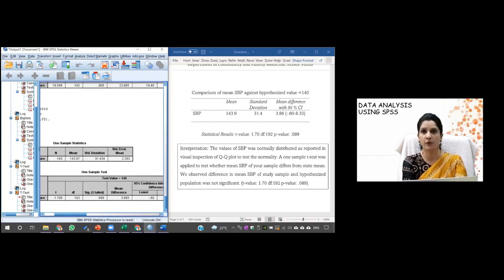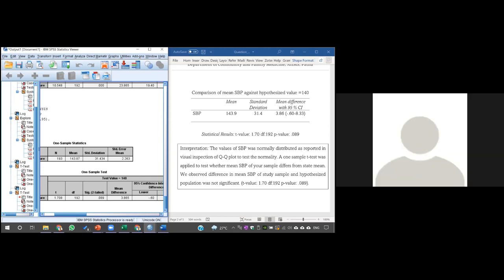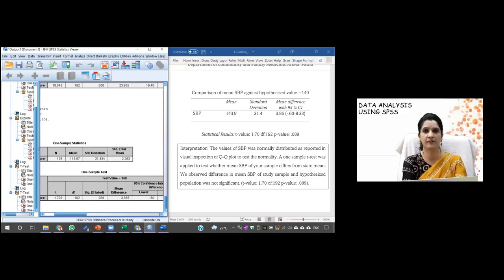So if any query to anyone, Ashish, can you see the screen now? Yes, ma'am, I can see the screen. Okay, so thank you. So if yes, then I think we will break for the breakout room for the independent sample, this one sample t-test.